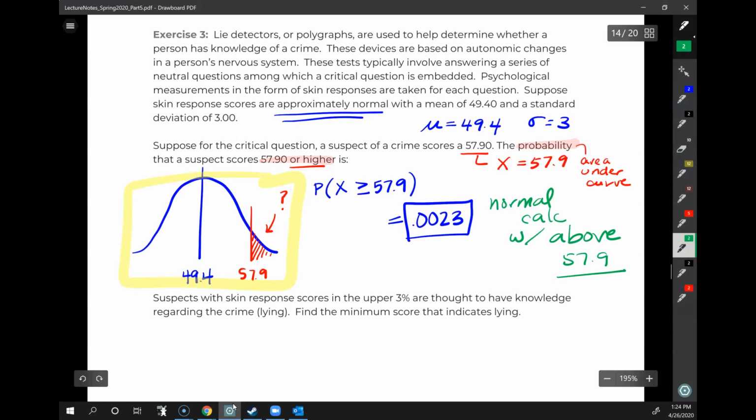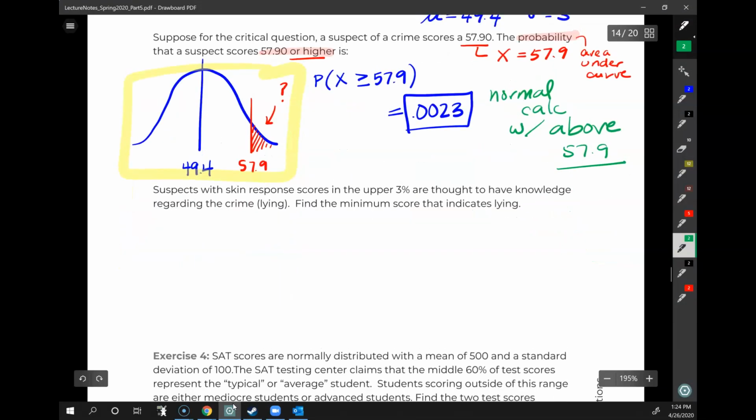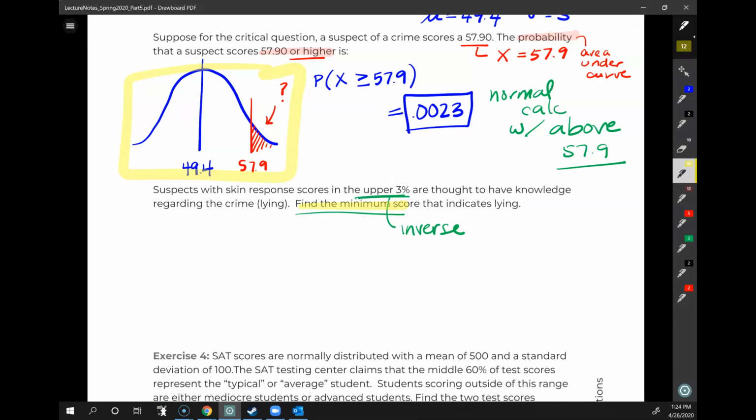So the other side of this is the inverse question. This next question, we see suspects with skin response scores in the upper 3%. As soon as I see a percentage in a normal question, my alarm bells are going off that this is probably an inverse problem. And then find the minimum score. So that's the little nail in the coffin that says, okay, we're looking for a score. I'm not looking for the area under the curve. That was what was given to me.